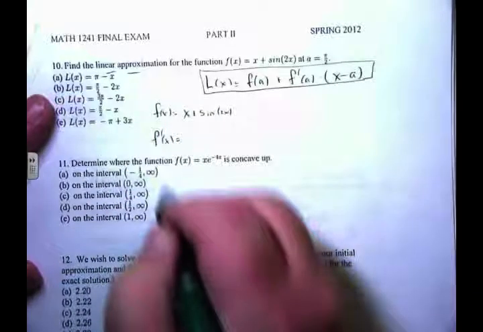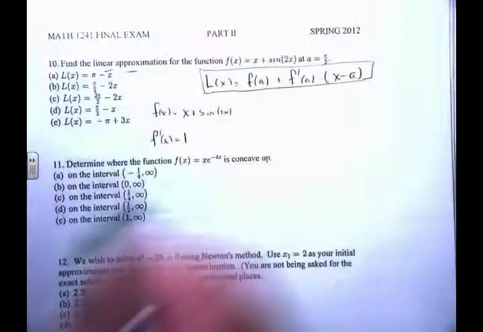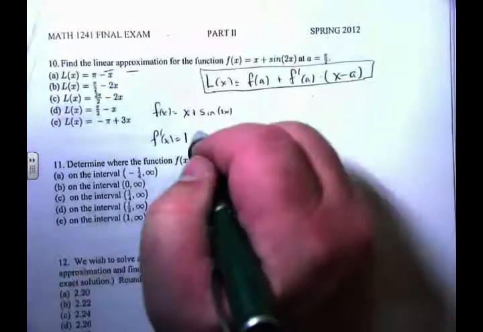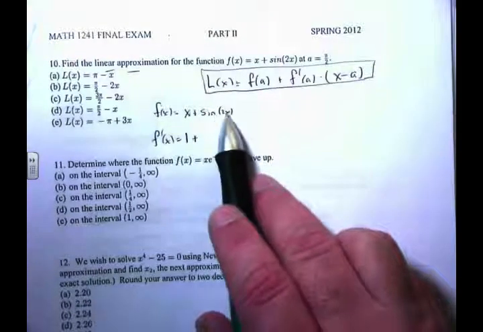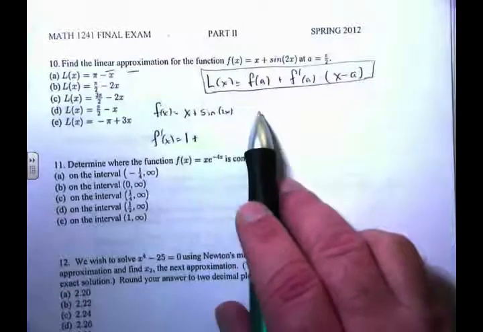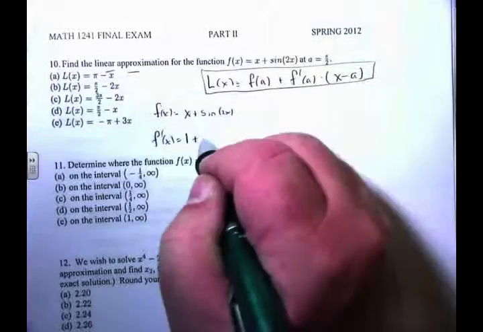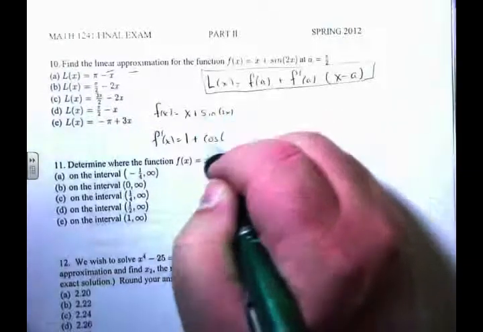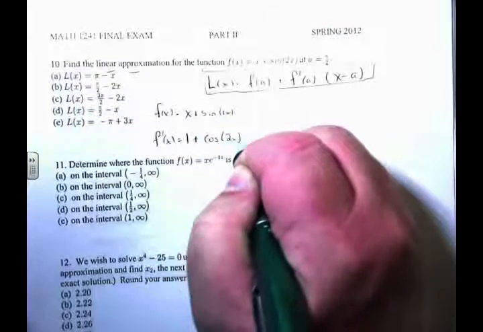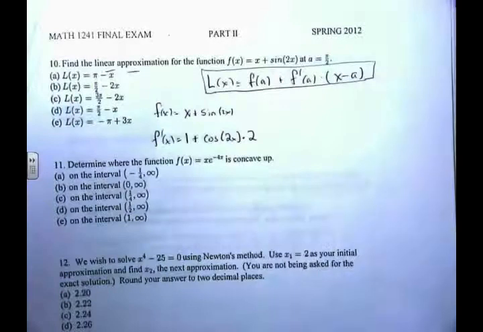I need to take the derivative. What's the derivative of x? 1. What's the derivative of sine of 2x? Well, it's the chain rule because I got something other than just x as an angle. Derivative of sine x is what? Cosine of x. But this is the sine of an angle. Derivative of sine of an angle is cosine of the angle times the derivative of the inside. So the derivative of sine of 2x is cosine of 2x, times the derivative of the inside, which is 2.